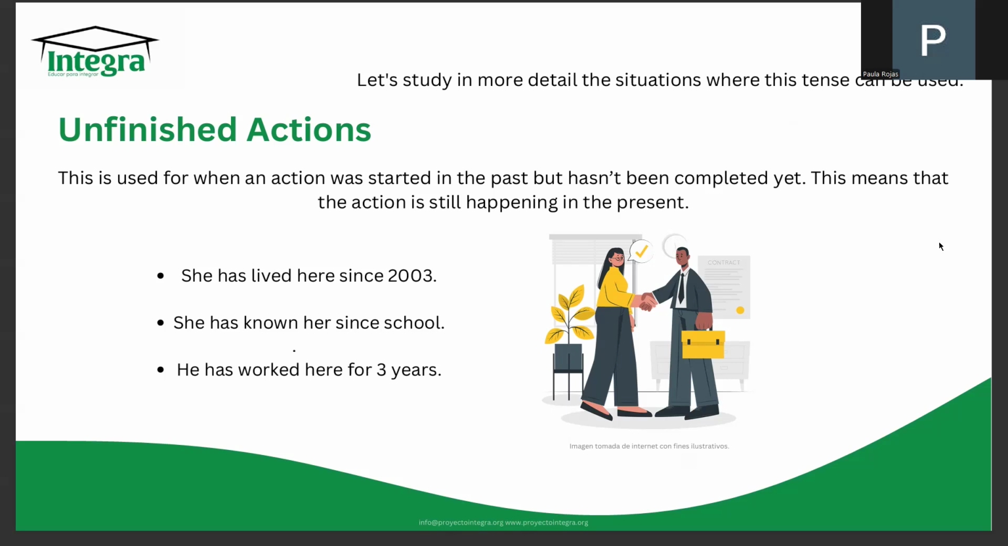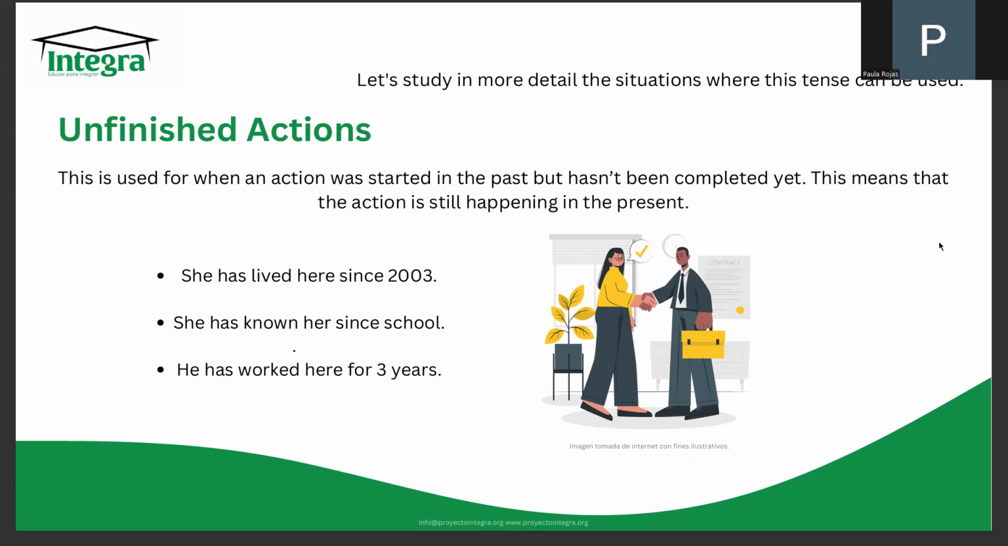For example, she has lived here since 2003. So she started living here ages ago, right? 2003. It's been how many years? Like 20, 21, right? And she started living here back then, and she still lives here, right? It hasn't stopped. She hasn't moved.